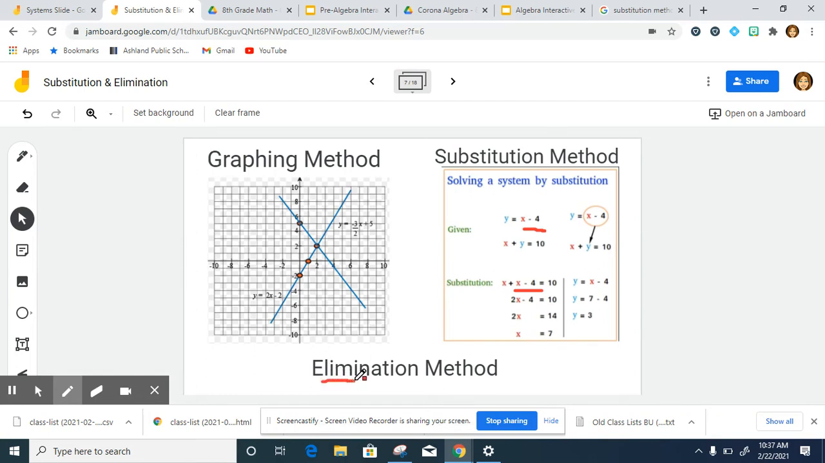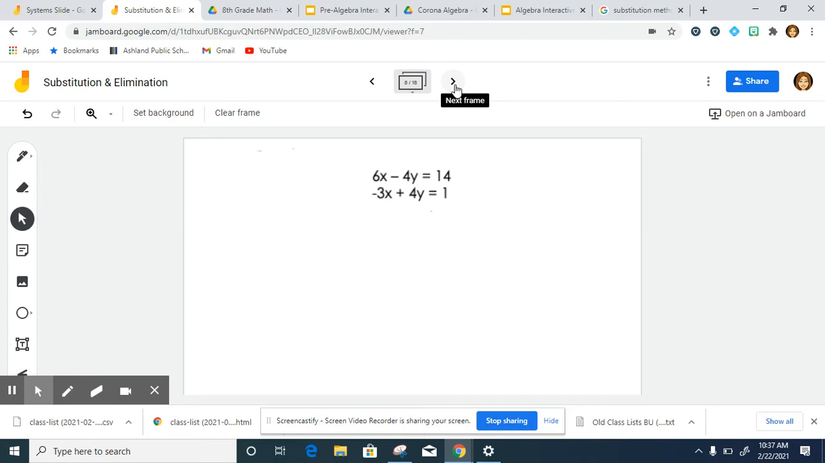Today we're talking about the elimination method, which for many of you will end up being your favorite method. For elimination, what we do is we add or subtract two equations, and we always prefer to add because it's easier to do. We add the two equations together, and in this case, if we add 6x and a negative 3x, we would get 3x. And then if we add negative 4y and positive 4y, they eliminate each other. They make 0. They cross each other out. And then on the other side, 14 plus 1 is 15.